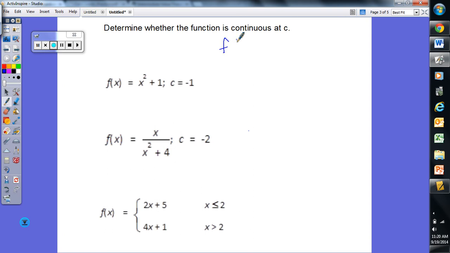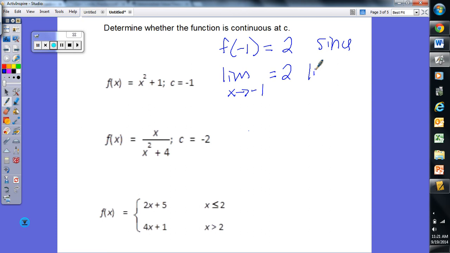So the first thing we have to do is find f of -1 and make sure it exists. Well, -1 squared is 1, plus 1 is 2. The next thing we have to find is the limit as x approaches -1. Well, this doesn't have any asymptotes, and it's defined for -1, so we can just plug in -1, and we get 2. And since the limit as x approaches -1 equals f of -1, it is continuous.